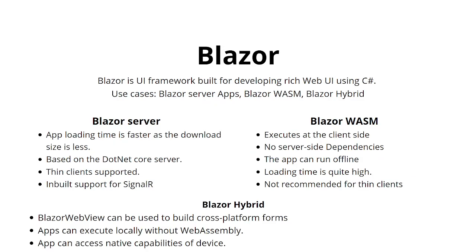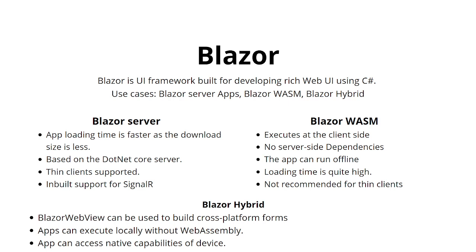So as I said, Blazor is a UI framework built for developing rich web user interfaces using C Sharp. So there are various use cases of Blazor. The first one is Blazor server app. Second is Blazor WASM or WebAssembly. And the third one is Blazor Hybrid. Right. So let's see the Blazor server first.